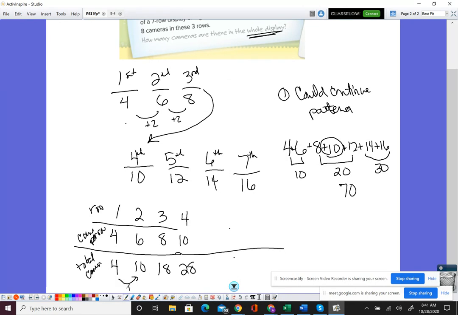So what are we adding here? 6, 8, 10. What are we going to add the next time? 12. That's going to bring us up to 40. What are we going to add the next time? 14. That's going to be 54. And then we're going to add 16, and that will be our 70. So either way, we're looking at patterns and we're continuing out that strategy.